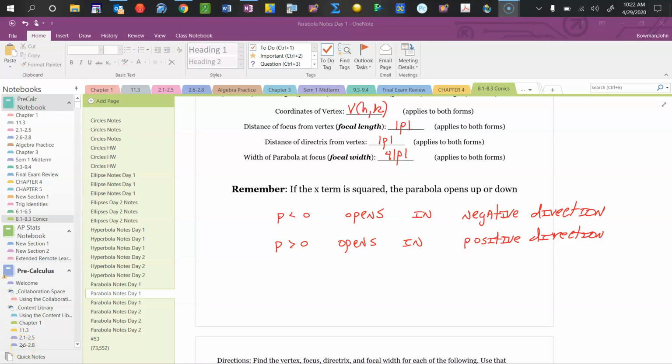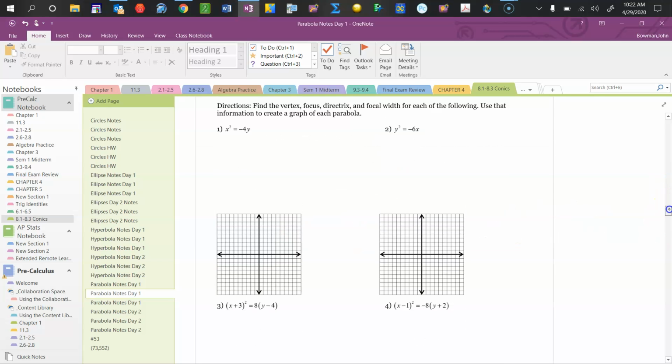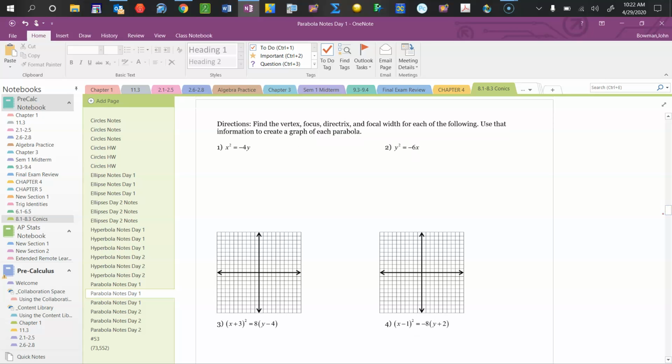So similar to all the other conic sections, I think the parabola is one of those things where you just have to work with it, do some problems, and get a handle on everything. So what we're going to do is take these equations of parabolas already in standard form, write down everything we can about them, and then graph them. So let's start with number 1.